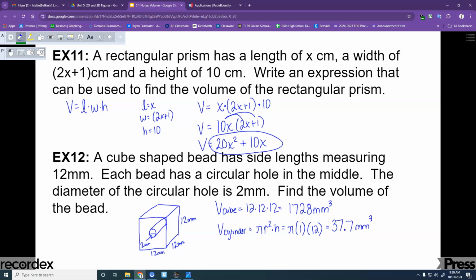Millimeters cubed. What do I need to do now? Subtract it. So I have 1728 minus 37.7, and 1728 minus 37.7 is going to be 1690.3 millimeters cubed.